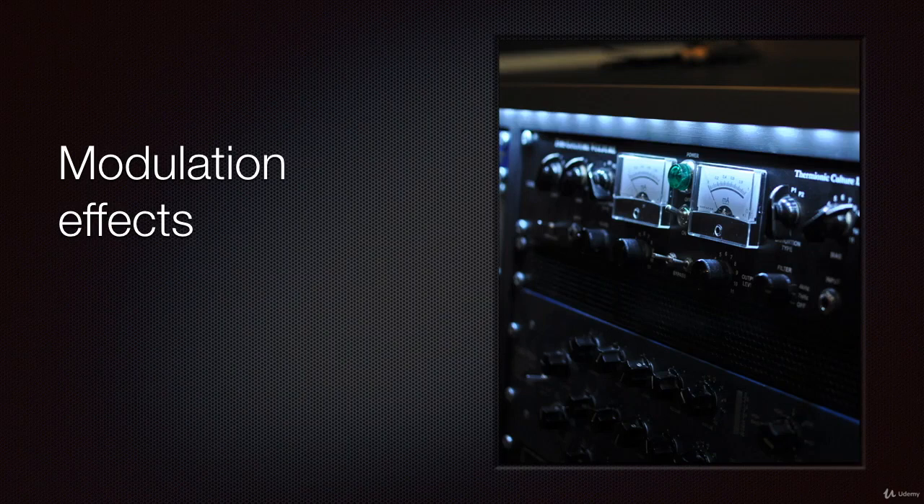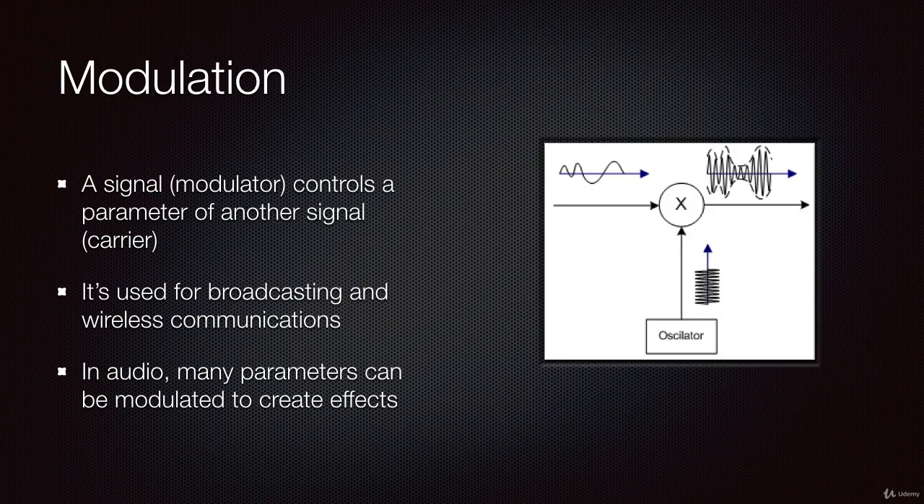The next category is about the modulation effects. So to understand this kind of effects, first we have to understand what modulation is. In simple terms, modulation is when a signal controls some parameter of another signal.